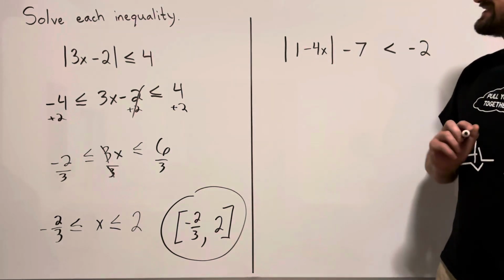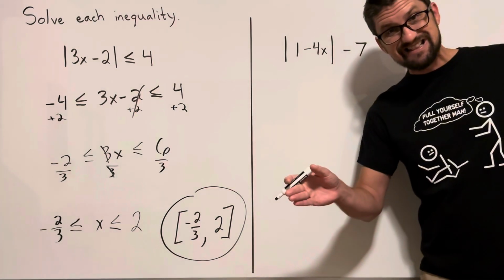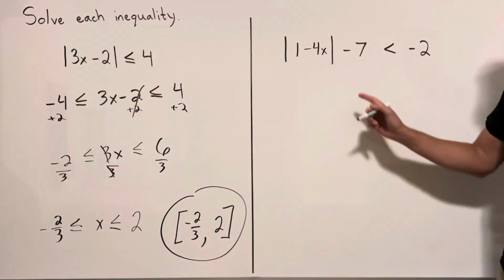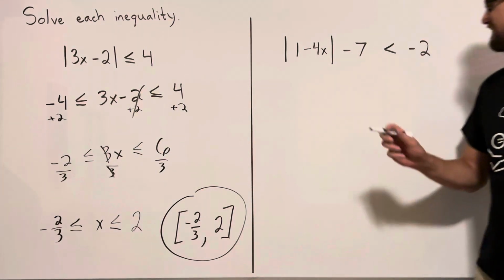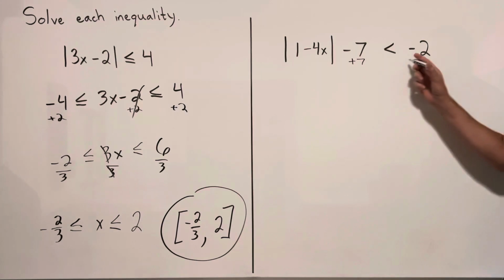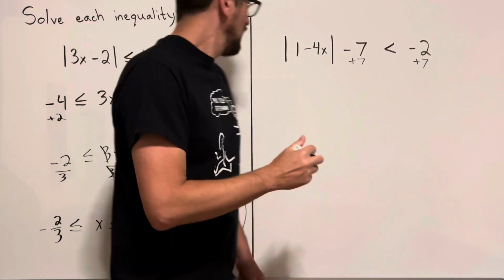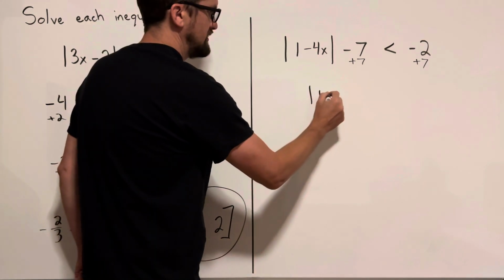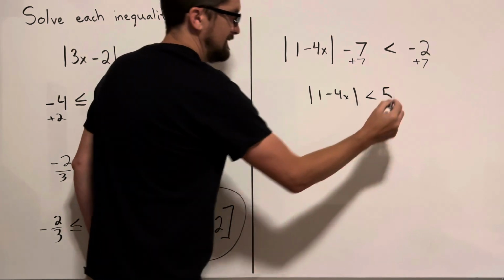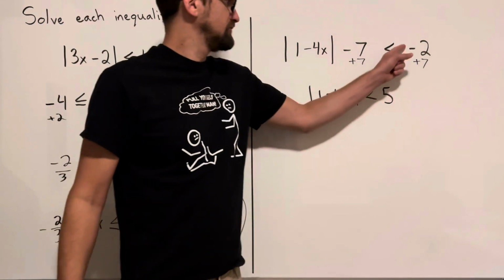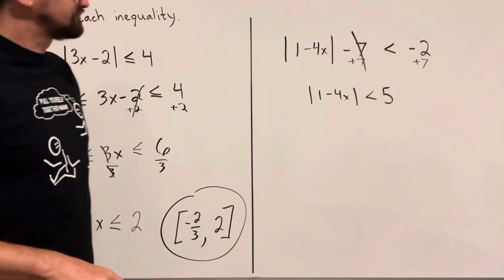All right, let's look at this next one. This next one, remember, the first thing to do is to isolate the absolute value bars here. So we need to get rid of this -7 on the left. We're going to do that by adding 7 on both sides. All right, so that's going to become absolute value of 1 minus 4x less than 5. -2 plus 7 is 5. The 7's are gone right there.